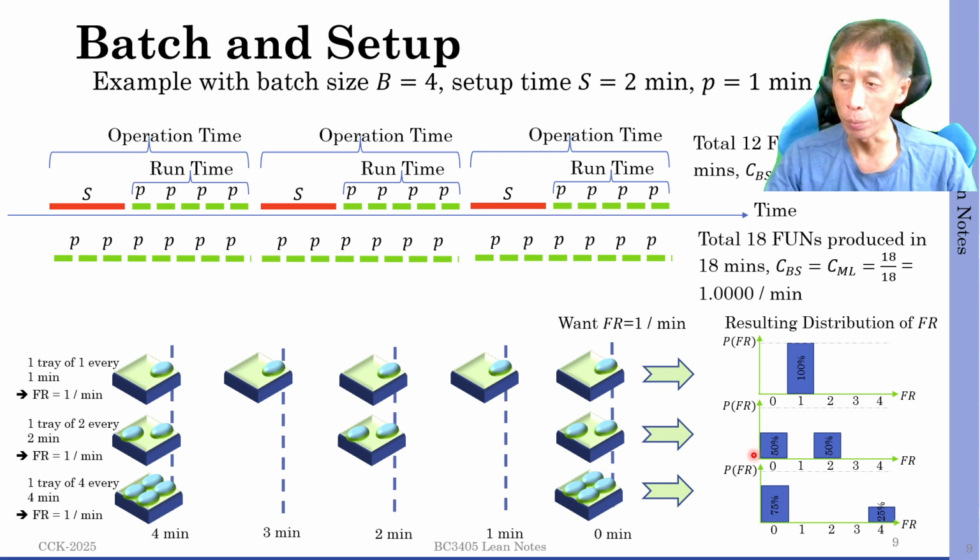So the distribution, if you plot the statistics, after 100 minutes, we would see 50 trays having no flow units, and 50 flow units due to 25 trays, something like that, right? So if you average these two, 0 times 50 plus 2 times 50, you will end up getting 1. That's the expected value of flow rate. Expected value of flow rate is 1.